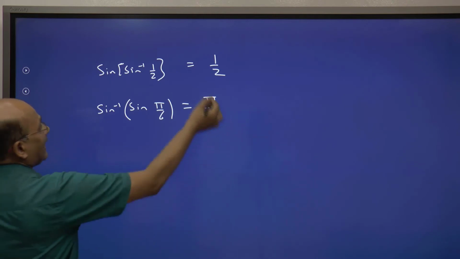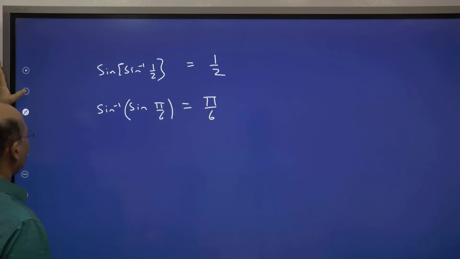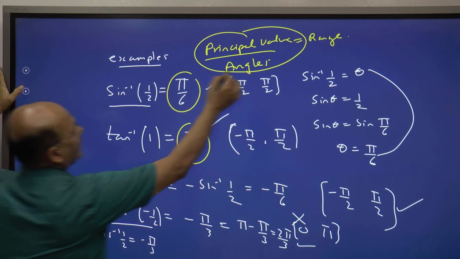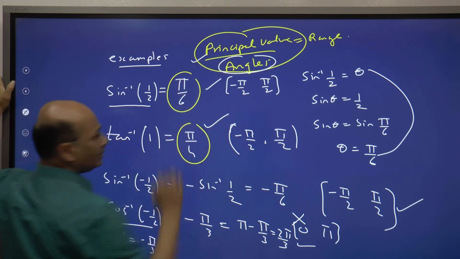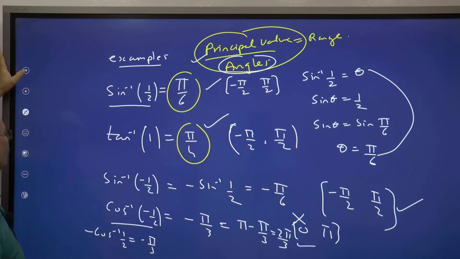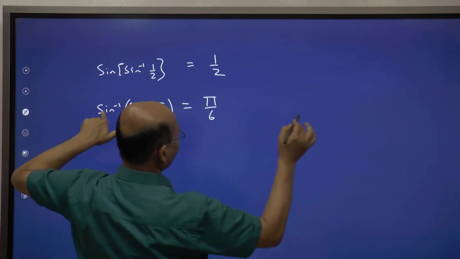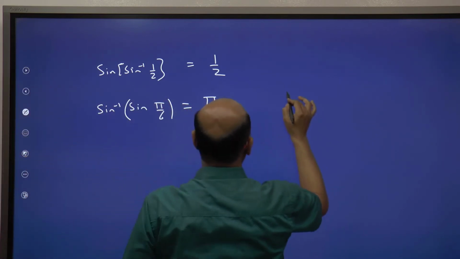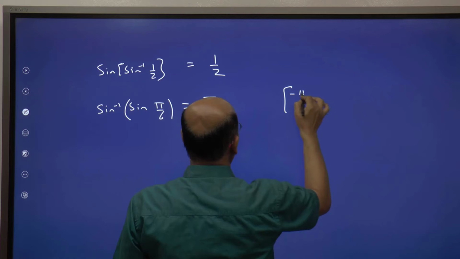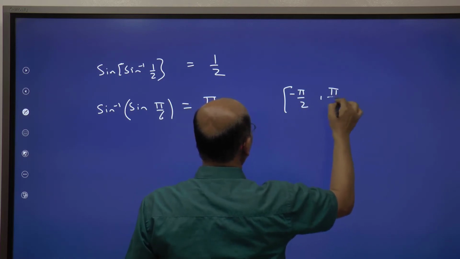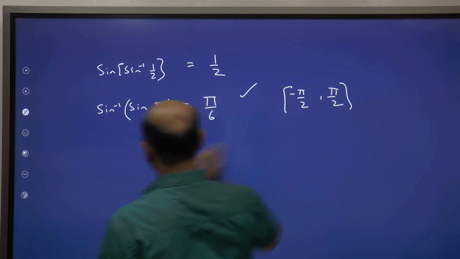You know why? The angle, as I told you in the previous case, should compulsorily be within the range of the principal values. So for the sine inverse function, what is the principal value? Everybody knows it is minus pi by 2 to pi by 2. So this is done, right?